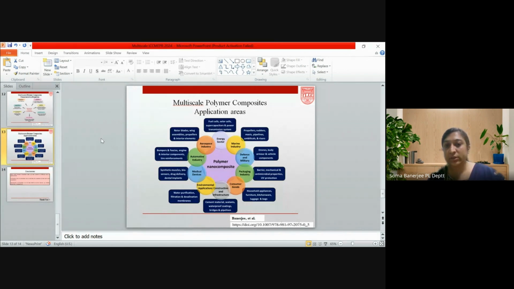And these are some of the examples of where multiscale polymer composites are used nowadays. All the details can be found in our recent publications, and we can see them everywhere, starting from the energy sector to defense and military to packaging. We can see the applications everywhere.